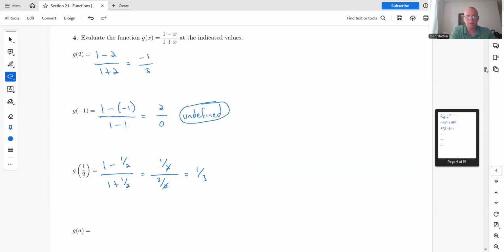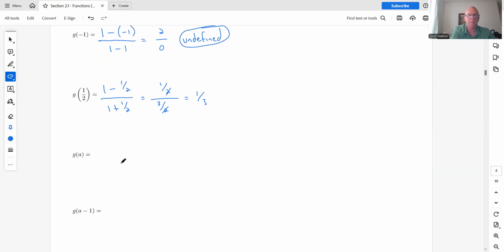Then G of A, of course, that one would be easy. 1 minus A over 1 plus A. And then A minus 1, we're going to plug in A minus 1. So 1 minus, now again, parentheses. Always use parentheses. If this is more than one term, always use parentheses when you're plugging it in, especially if there's subtraction or multiplication. Down here, really you don't need it, but it doesn't hurt anything.